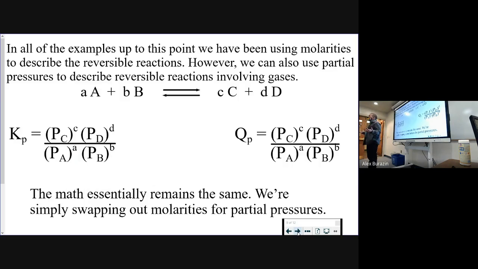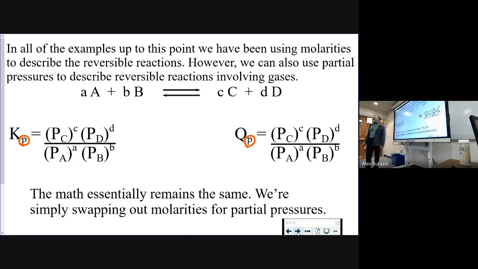Capital P is pressure. The little subscript behind the capital P tells you what substance you're looking at, right? If I have capital P, O2, that's the partial pressure of oxygen. If I have capital P, CH4, that's the partial pressure of methane. Okay? So you can set up the math for an equilibrium constant using pressure. You can set up the math for the reaction quotient using pressure.